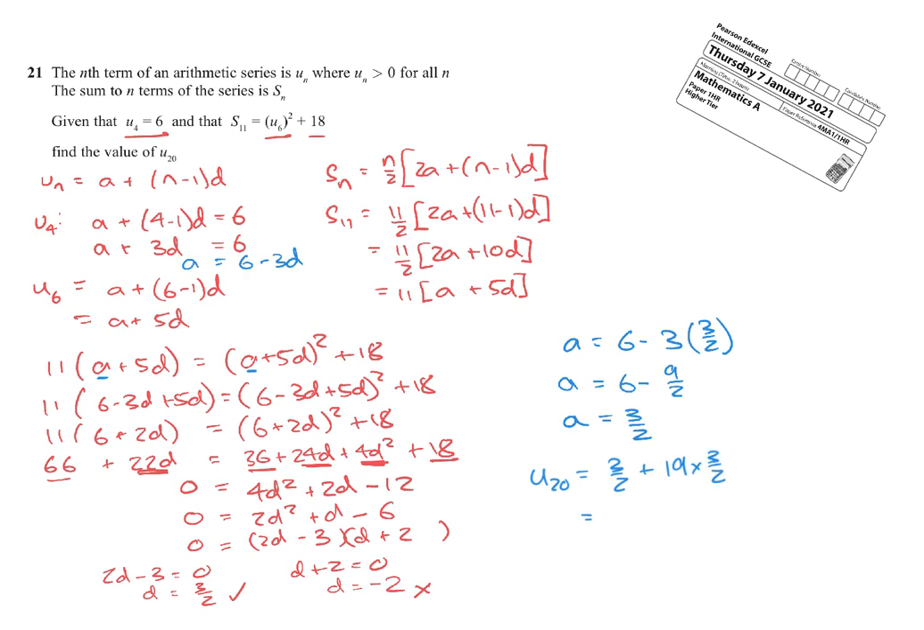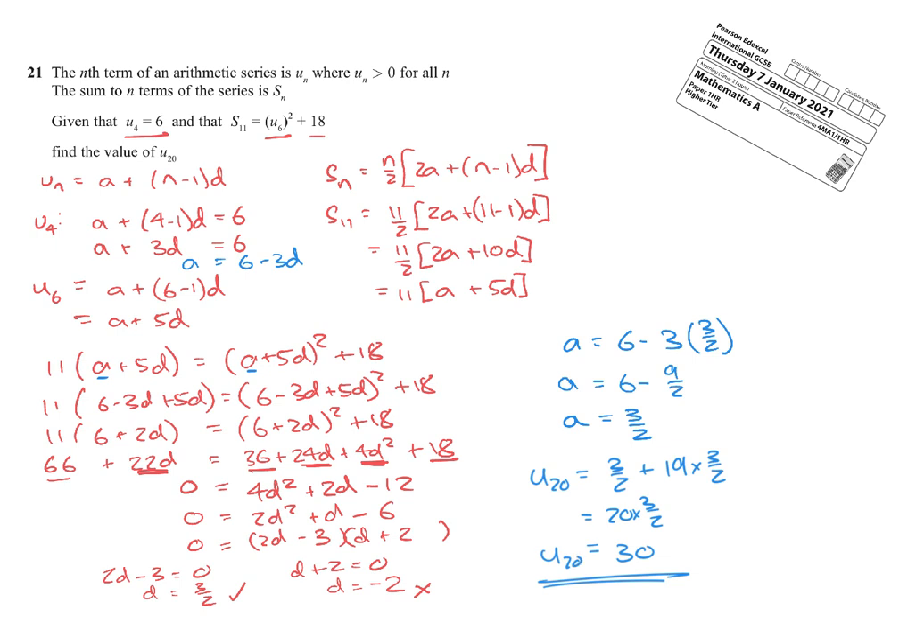So actually, what have I got here? I've got 20 lots of 3 over 2. And 20 lots of 3 over 2 is 20 lots of 1.5, which is going to be equal to 30. So U20 is equal to 30.